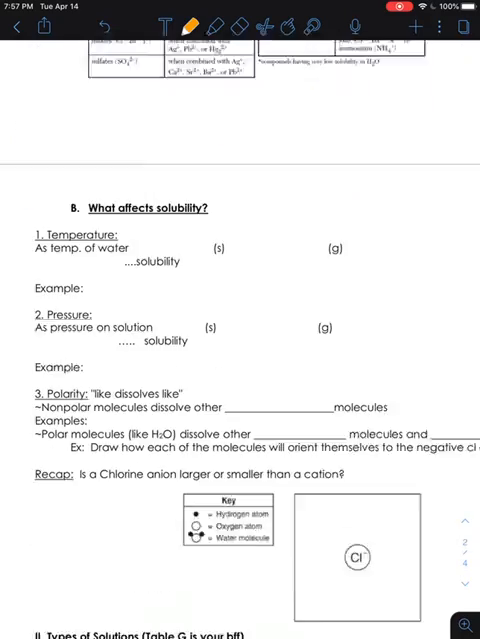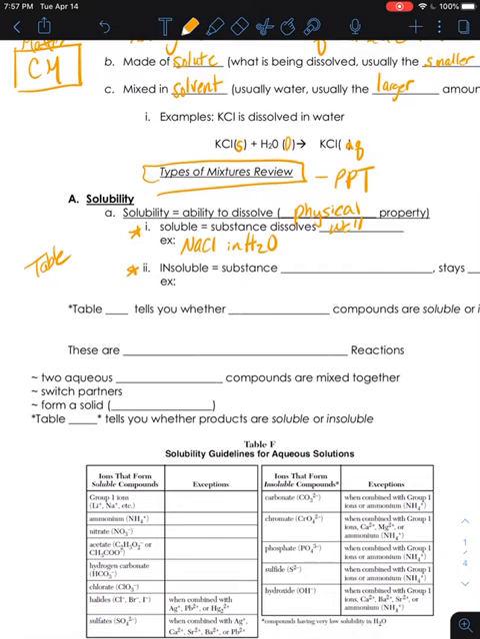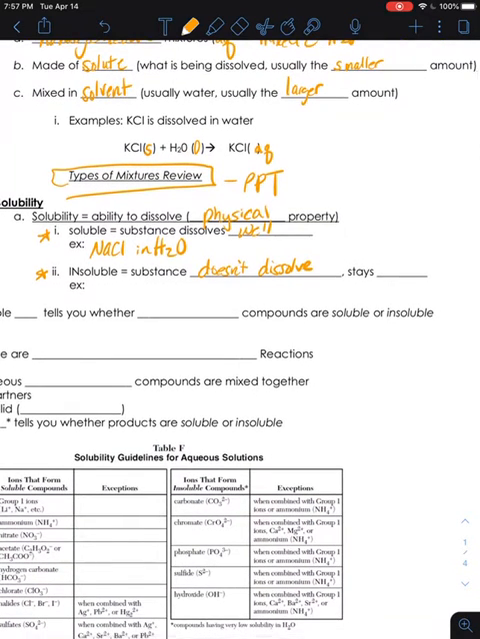And this term insoluble means it's a substance that usually doesn't dissolve. So if it doesn't dissolve, it's basically going to stay as a solid, and you can usually see it at the bottom of your container. So some examples of this would be, say, rubber is insoluble in water.